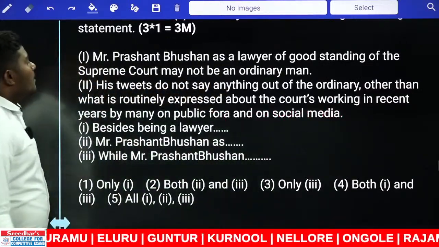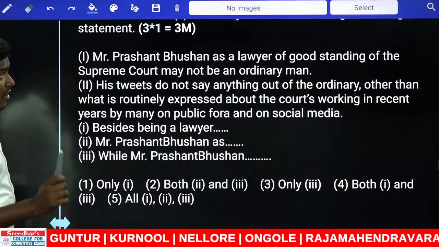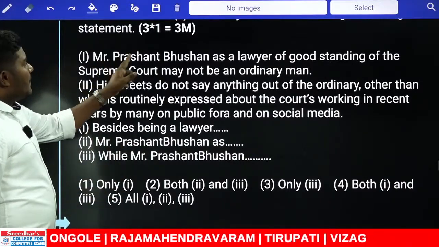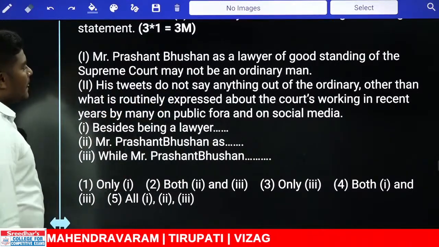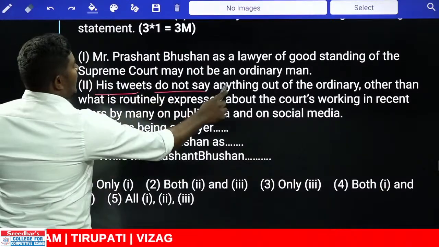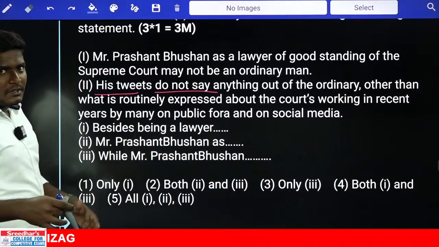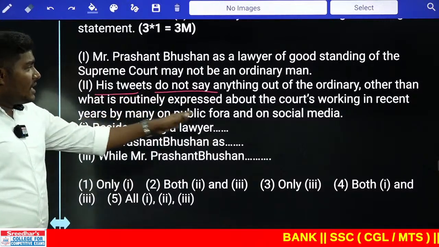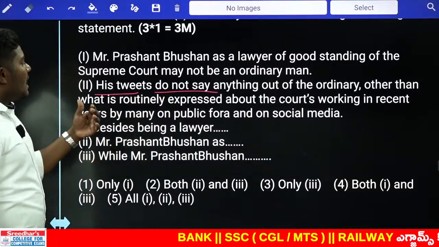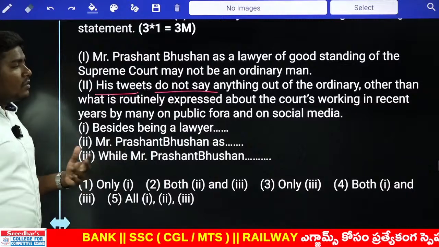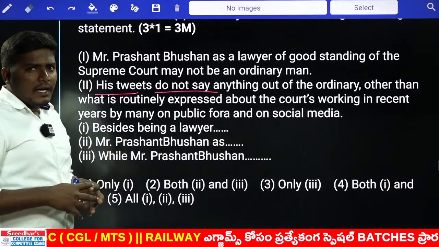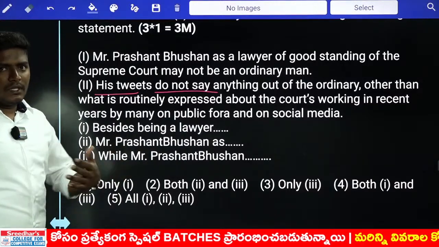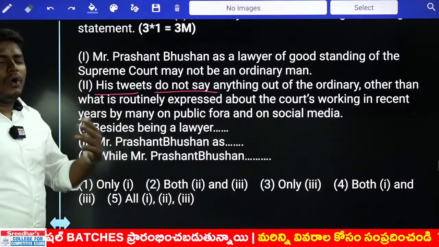Next one. Mr. Prashant Bhushan, as a lawyer of good standing of the Supreme Court, may not be an ordinary man. So this guy Prashant Bhushan is not an ordinary man. Next one, his tweets do not say anything out of the ordinary. That means he doesn't simply post tweets that are ordinary, okay? Other than what is routinely expressed about the court's working in recent years by many on public fora and on social media. So he is completely different. He doesn't go with the normal cases, normal expressions and all. He completely has a new way of expressing the things that go on in the court.